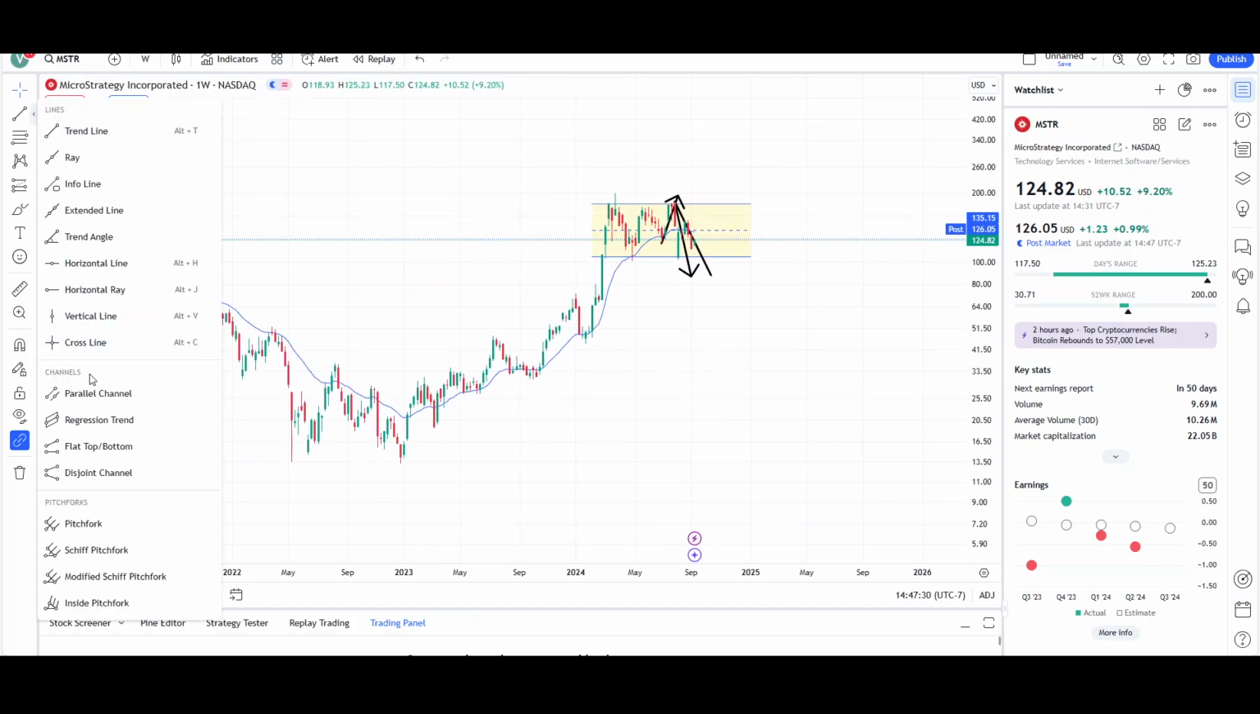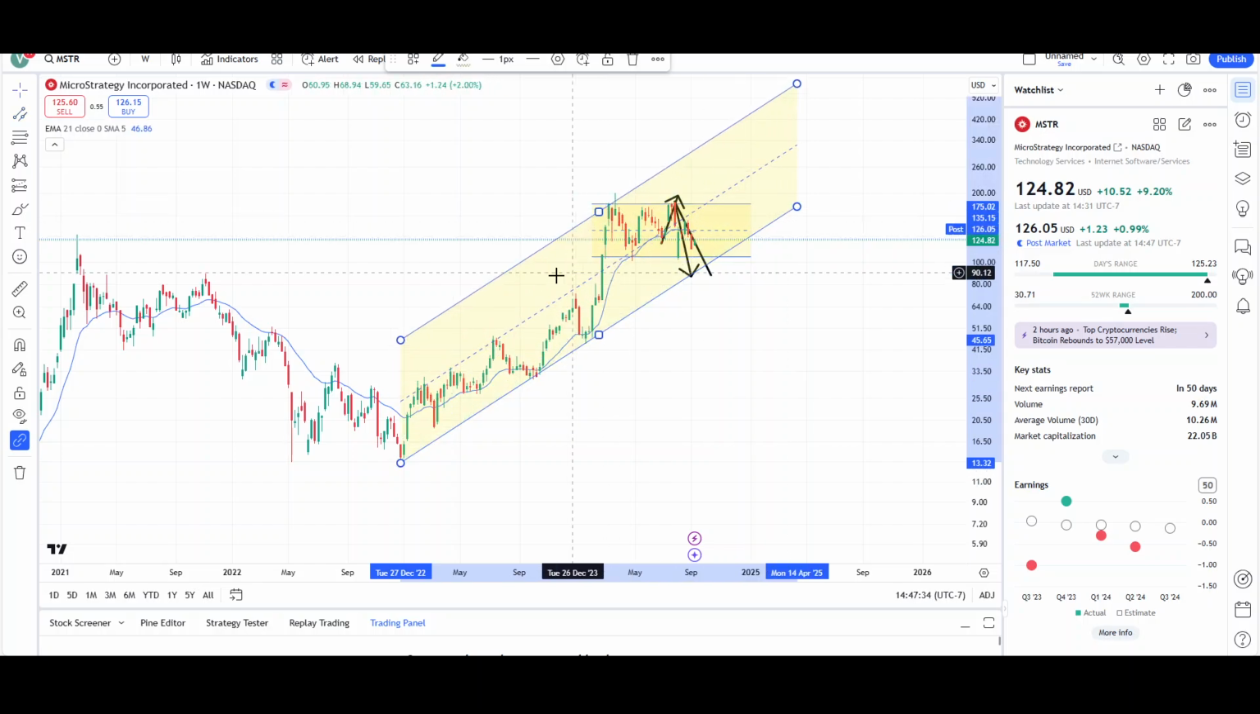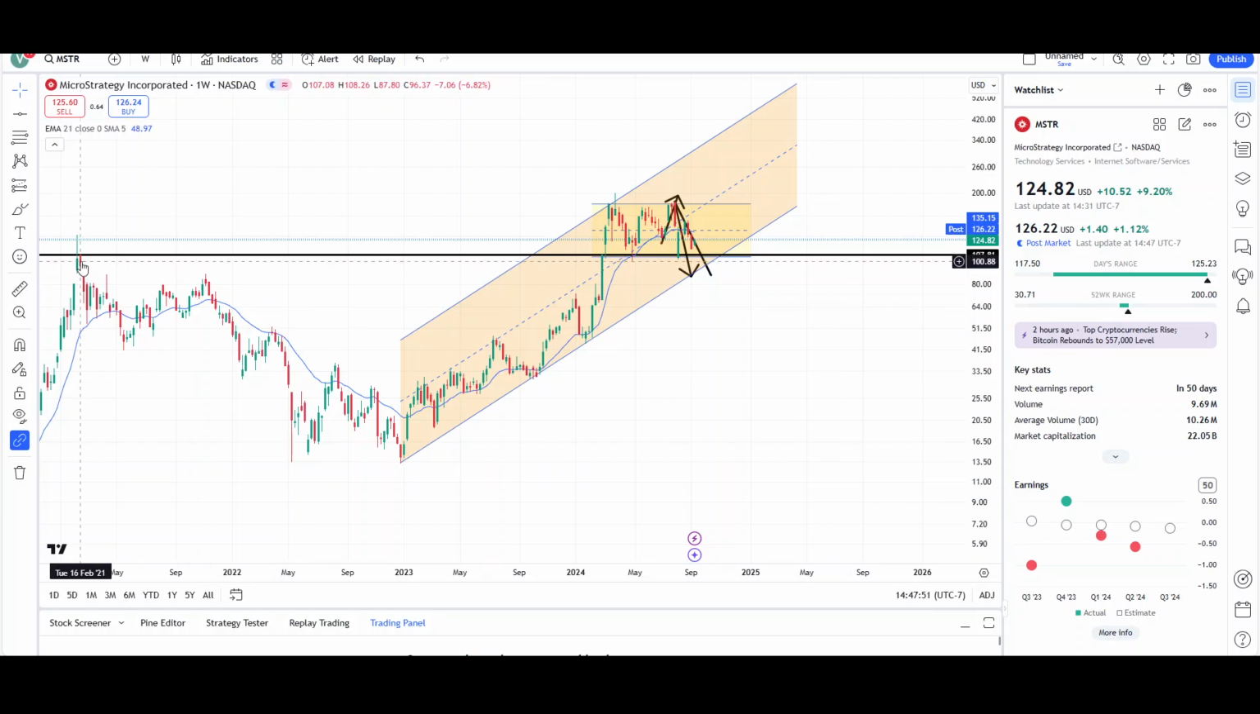You could draw a channel off of the swing lows. You can see, drag it up like that. So overall, still a bullish market, all the way from that $14 level. So still an uptrend, consolidating at the highs of the uptrend, which is a very bullish sign, especially staying above that prior high. That's another bullish sign right there. So staying above this prior high.